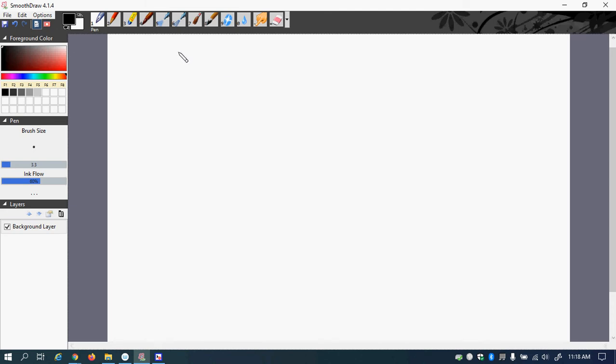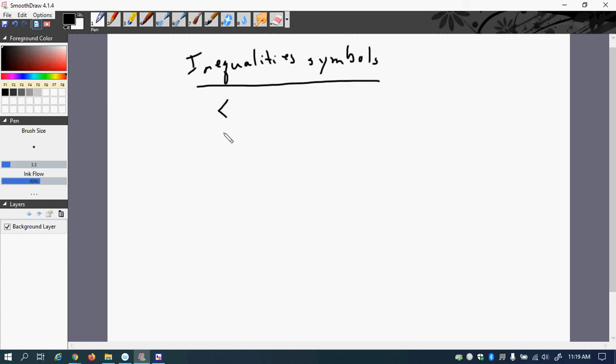So for a linear inequality, we have inequalities, and we're talking about the symbols. So the symbols are such as this symbol here. This is called less than. And we could have an example like 4 is less than 5, which is true. And we're only considering true statements in inequalities. So 4 is less than 5, so it's true.